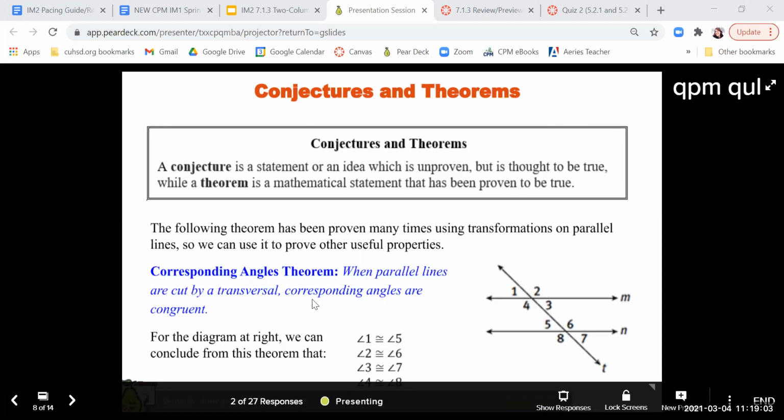So this is a property, this is a theorem, the corresponding angles theorem, that says that when we have parallel lines that are cut by a transversal, the corresponding angles are congruent. So what we mean by corresponding angles is like angle 1 is corresponding to angle 5, so they would be congruent. Angle 2 is corresponding to angle 6, so they would be congruent, and so on. So we're not going to write a proof for the corresponding angles theorem today. We're going to use it to prove something else. So we're assuming it's true, and that will help us as a tool to prove some other properties.